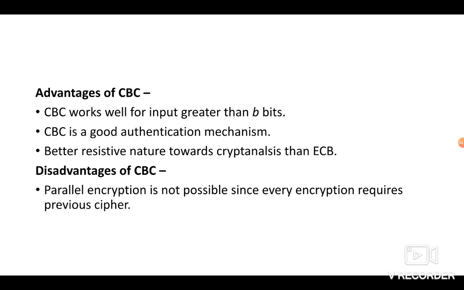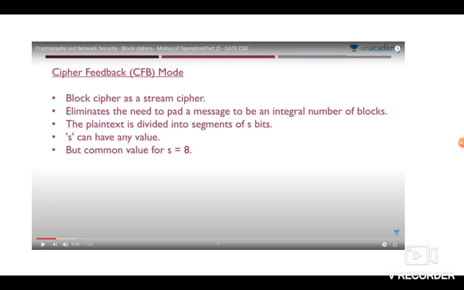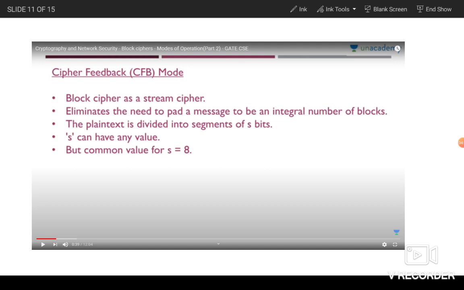is a good authentication mechanism, and it is highly resistive to cryptanalysis attack. The drawback is parallel encryption is not possible because every block depends on the previous cipher. The next mode is cipher feedback mode. So block cipher as a stream cipher. Here we treat the block cipher as a stream cipher.